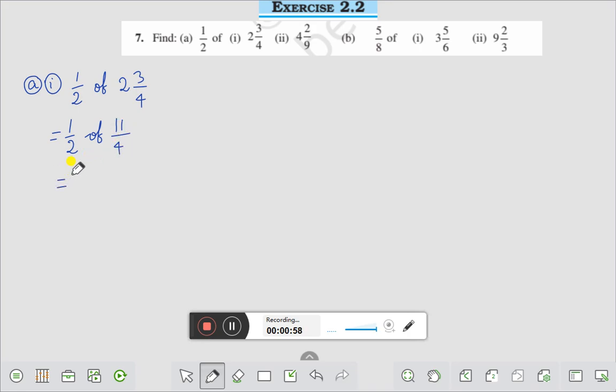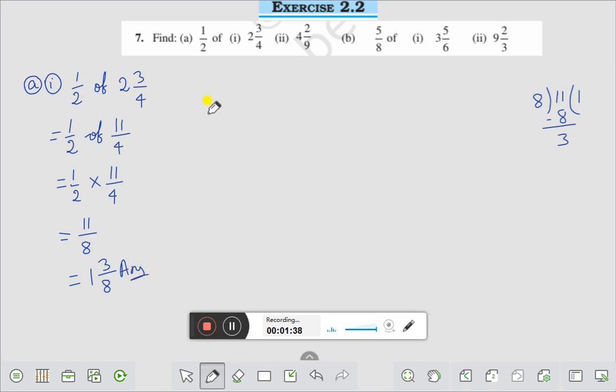Now you are getting 1/2 of 11/4. Of means multiply, that is 11 by 4, 1 times 11 is 11 and 4 twos are 8. Now divide 11 by 8. That is 8 once is 8, 9, 10, 11, remainder 3. We are getting 1 whole, 3 is the remainder, 8 is the divisor, 1 whole 3/8. This is the answer of question number 1.